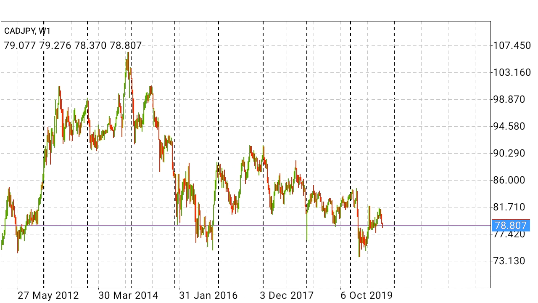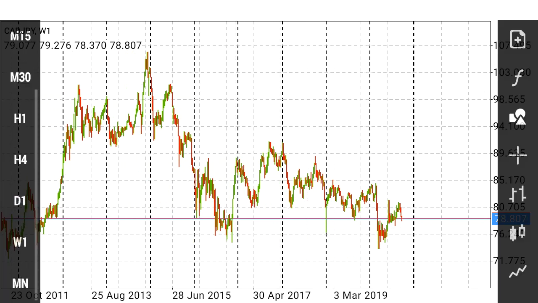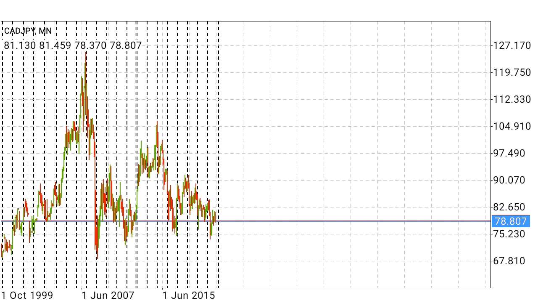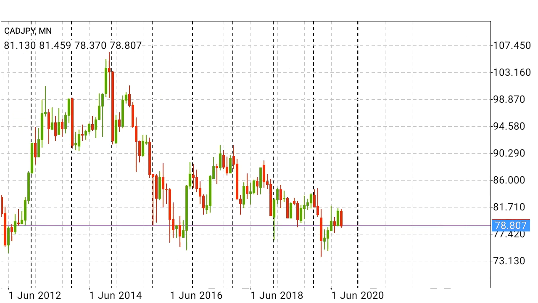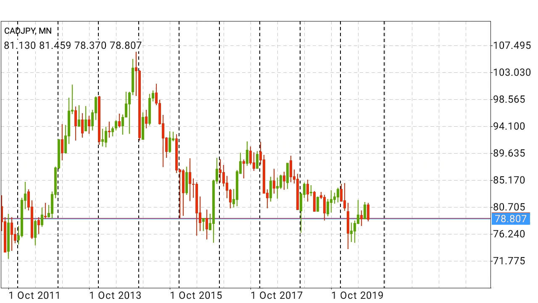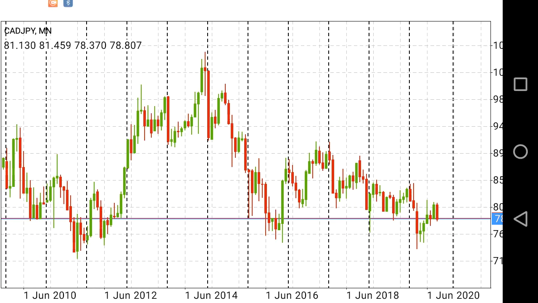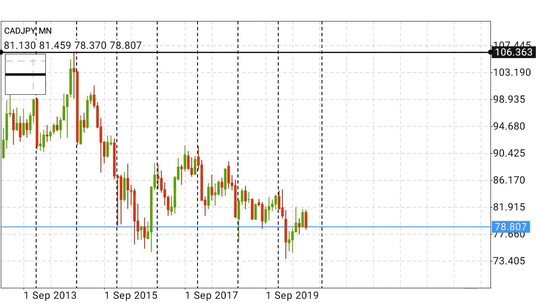Nevertheless, what we're going to do now is look for support and resistance. Let me go to monthly and get something better than what I have on weekly. Okay, got something here. Remember, now we're on a higher time frame, which is monthly.